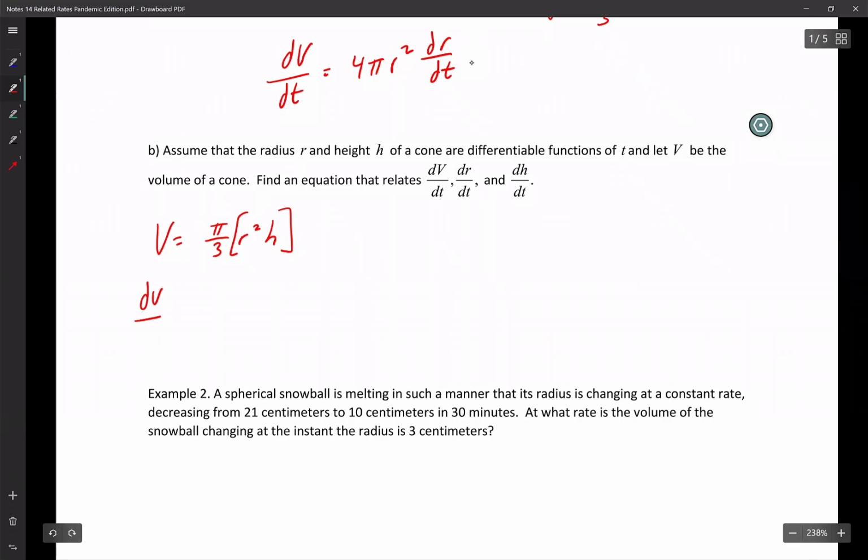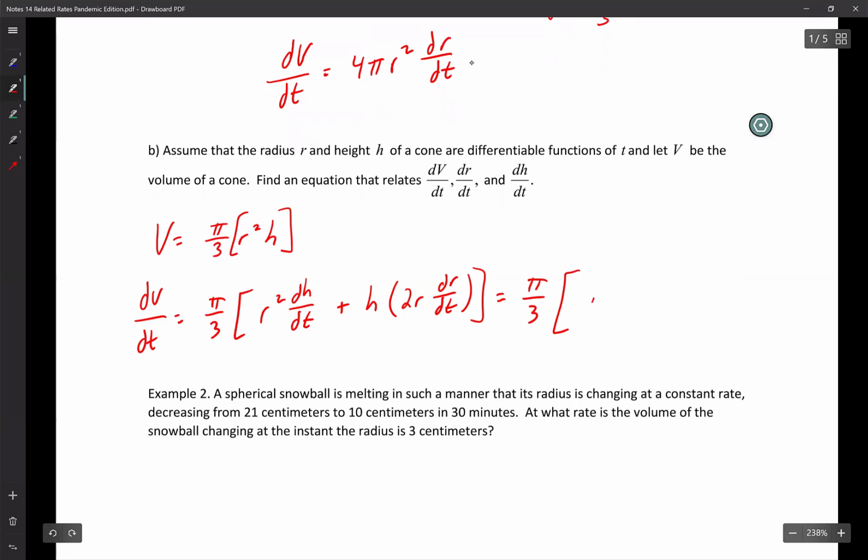So dv/dt equals pi over 3. And then first times derivative of the second, plus second times derivative of the first, 2r dr/dt. So I would probably write it like this, guys. Pi over 3, and then r squared dh/dt plus 2hr dr/dt. And there it is. If you want to distribute the pi over 3, you can.